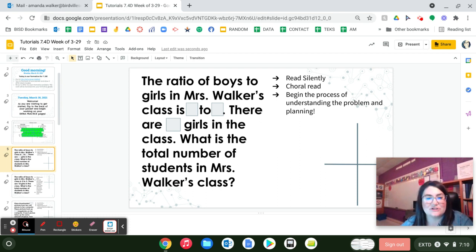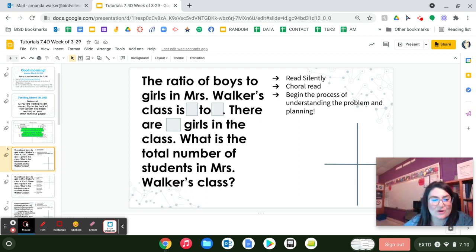The ratio of boys to girls in Ms. Walker's class is blank to blank. There are blank girls in the class. What is the total number of students in Ms. Walker's class? So what you should do at this point is begin the process of understanding and planning.